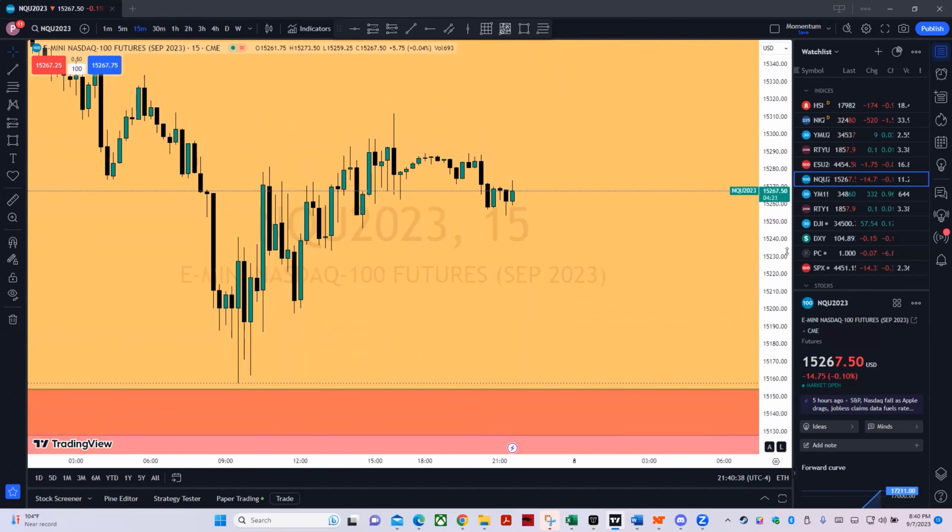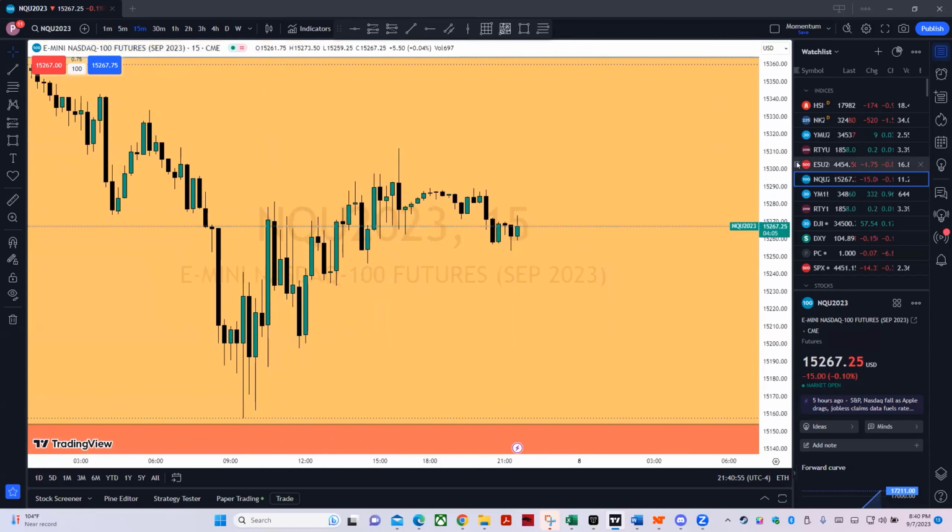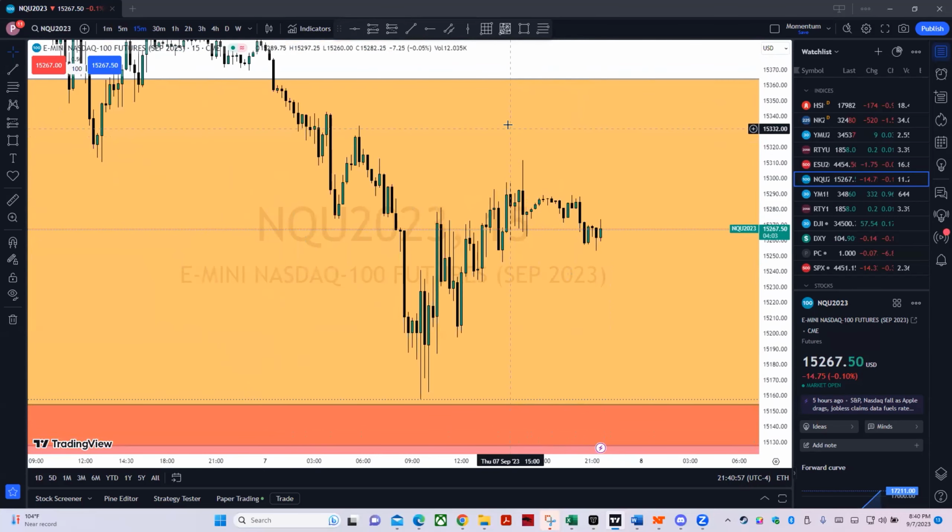We have a lot of sell side liquidity down here, and we have some buy side liquidity up here, this long wick. Relatively equal highs. This is going to get run. I know it. I'm waiting for it. And I can't wait to see if it happens pre-market or during the US market tomorrow.